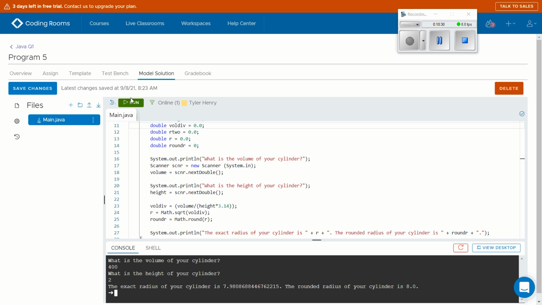So if I would plug that back into the formula, and I'm trying to find my calculator, if I would do pi times 7.98 squared times the height, which I said was 2, I should get right around 400, and I do. So that's somewhat similar to the program you're going to be writing. Not exactly, somewhat similar. So good luck.